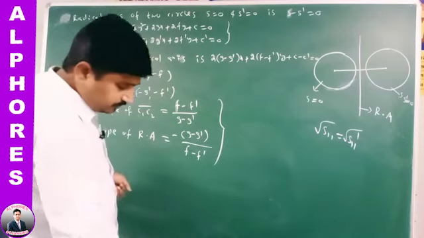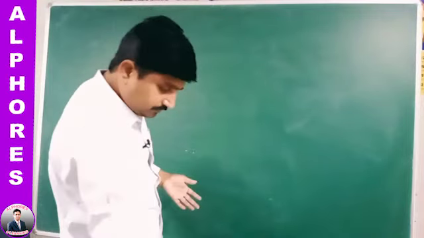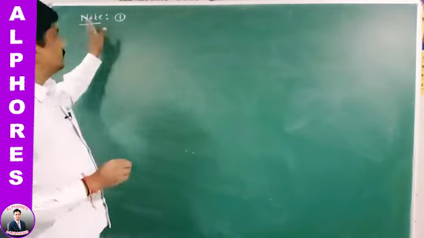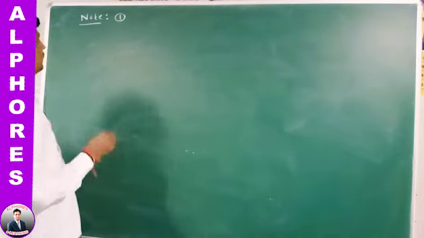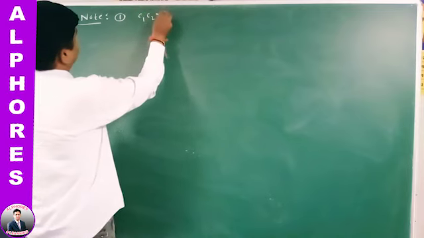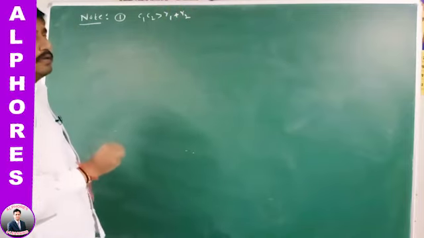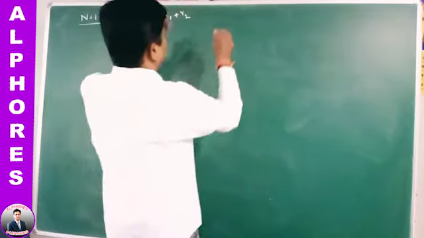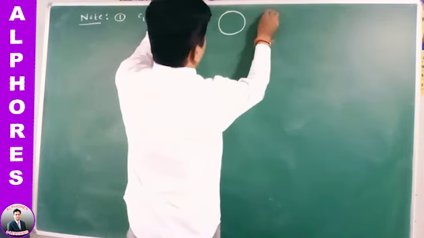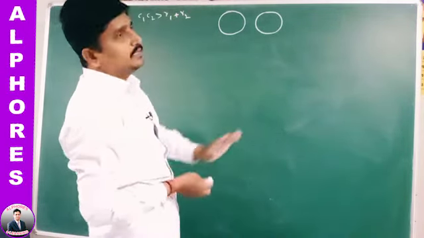Okay, next. Some important points, note point. First one, if C1C2 is greater than R1 + R2, in this case the relative position of the two circles is like this: one circle lies completely outside of the other circle.